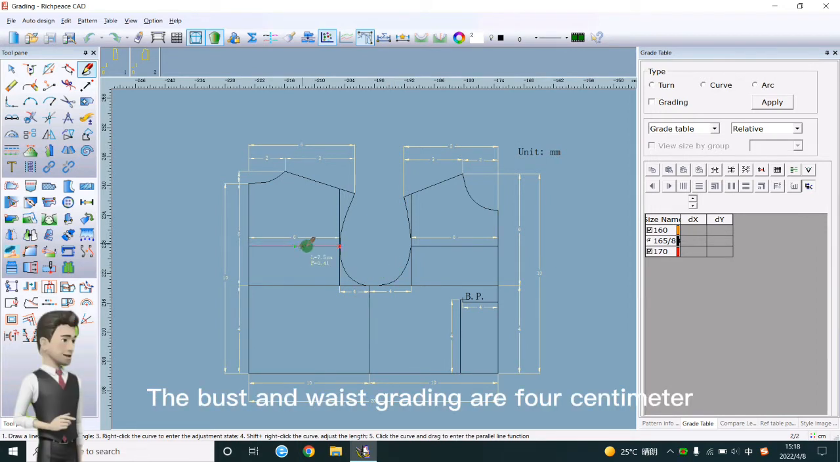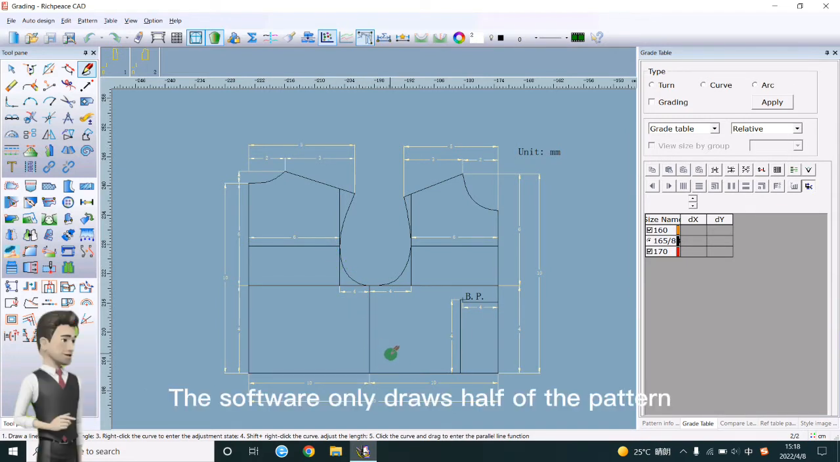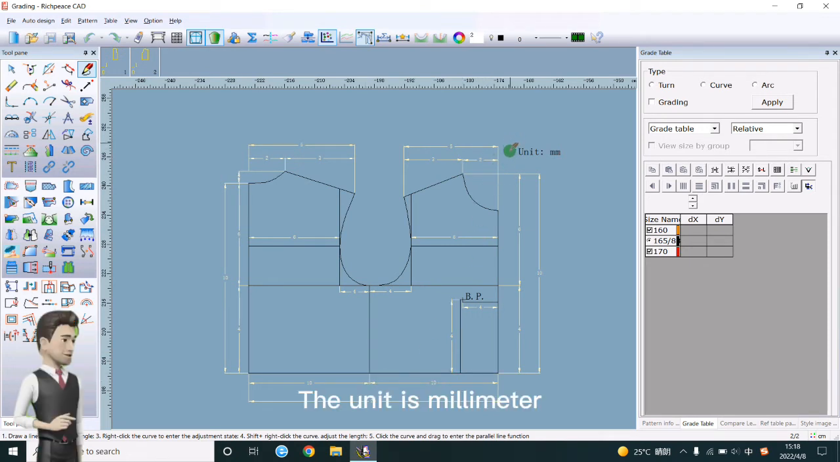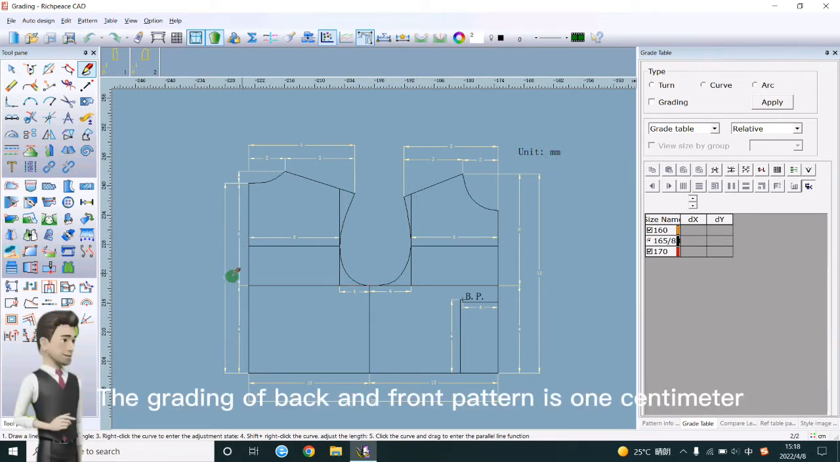The bust and the waist grading are 4 cm. The software only draws half of the pattern, so the grading is 2 cm. The unit is millimeter. The grading of the back and front pattern is 1 cm.